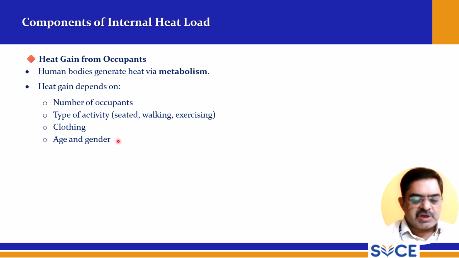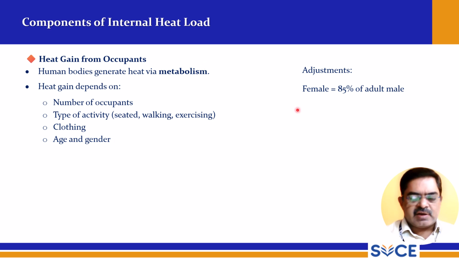And age and gender are also among the factors. So for adjustments here, the male is the ideal load. With the male, we can adjust the female and kids or children into the adult male percentage. So here a female is always considered to be 85% of an adult male. This is one small assumption or adjustment. So a child is 75% of an adult male. This is a small adjustment we are making here.